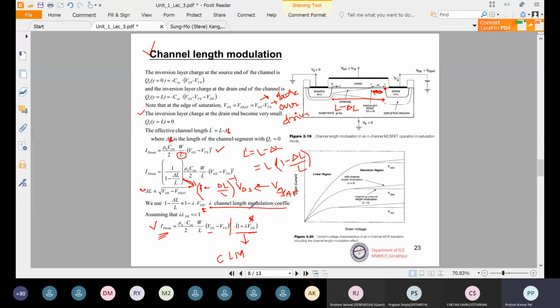So instead of the previous graph, what was happening is that after the point of pinch off, the current was being constant. But because of this channel length modulation, the current will be slightly increased from drain to source. Instead of constant, it will be somewhat more.